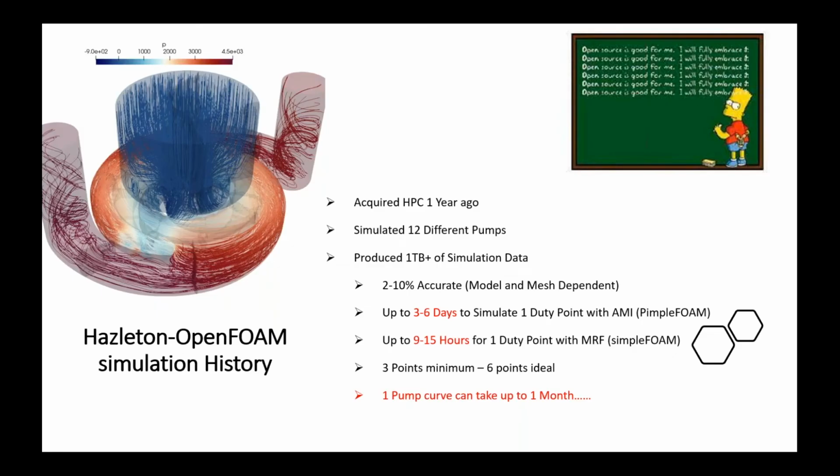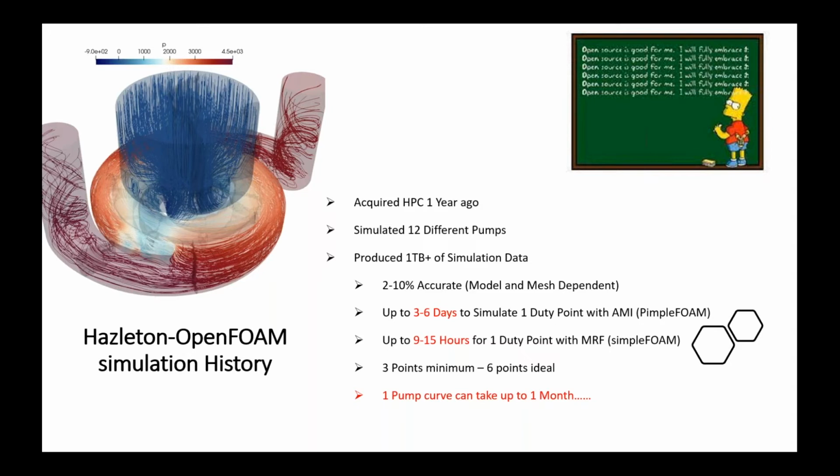So like I said, we've been running OpenFOAM for about a year. We acquired an expensive HPC at the time. And since then, we simulated 12 different pumps, and we produced more than 1 terabyte of simulation data doing that. And the simulations showed it was about 2 to 10% accurate, and it's very model and mesh dependent. OpenFOAM is prone to be quite sensitive to the boundary conditions and how your mesh is set up. Sometimes it will run well, and other times it will run but not run accurately, and other times it just won't run.